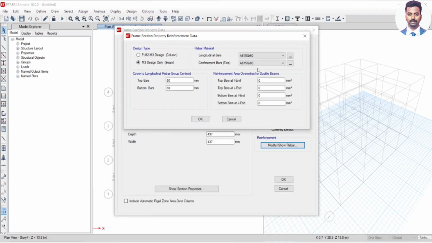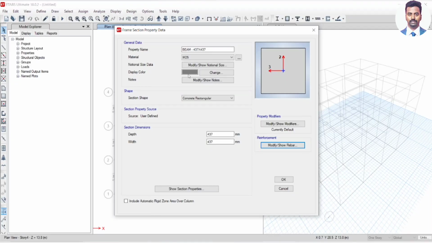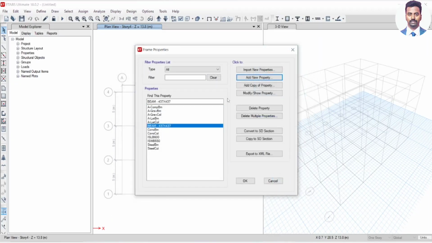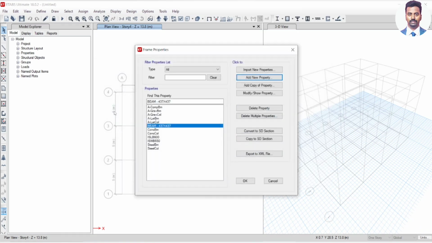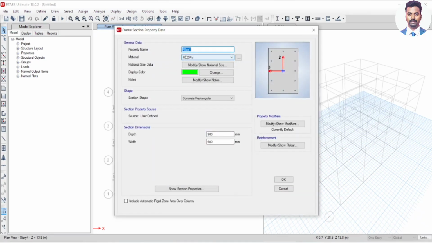We are assigning only for beam, and let us provide the grade of 415, and whatever cover is given, let us take the default cover, and it is an M25 grade concrete. Beam is assigned. Now let us assign a concrete column which has the same size, 437 by 437. So if we assign like this, we will not have any difference in K.